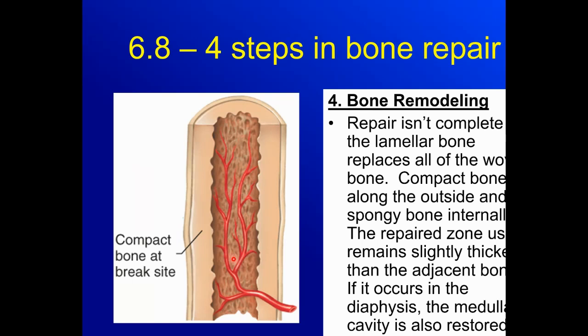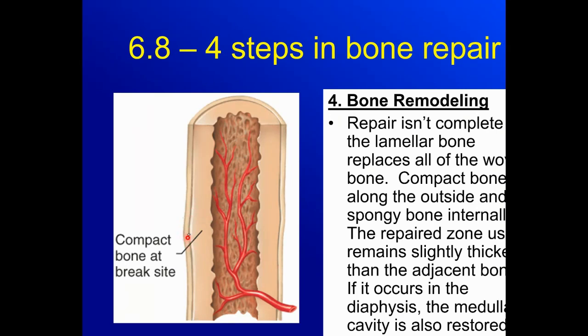Finally, bone remodeling. Repair isn't complete until the lamellar bone replaces all of the woven bone, compact bone along the outside, spongy bone internally. The repaired zone usually remains slightly thicker than the adjacent bone. If it occurs in the diaphysis, the medullary cavity also has to be restored. So if you look at the bone remodeling, I've got compact bone here. I've got a medullary cavity. I've got spongy bone along the lining here, and I've got blood vessels.